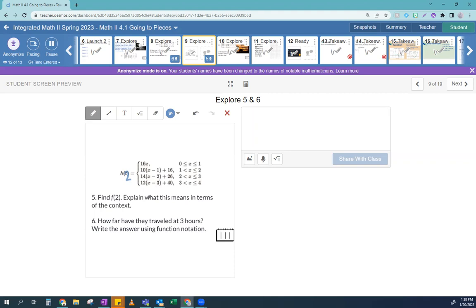Okay, so now I'm looking for someone to make sense of this. I haven't told you anything. So can anyone make sense of this? Which one of these should I actually use to find f of 2? If this makes sense to you, then you got it. The rest of this lesson is going to make sense.